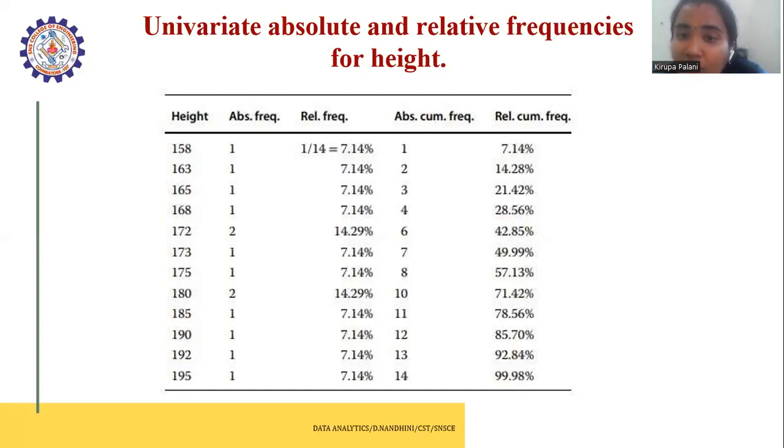And the relative cumulative frequency is given for each height accordingly: 7.14, 14.28, 21.42, 28.56, 42.85, 49.99, 57.13, 71.42, 78.56, 85.70, 92.84, 99.98.